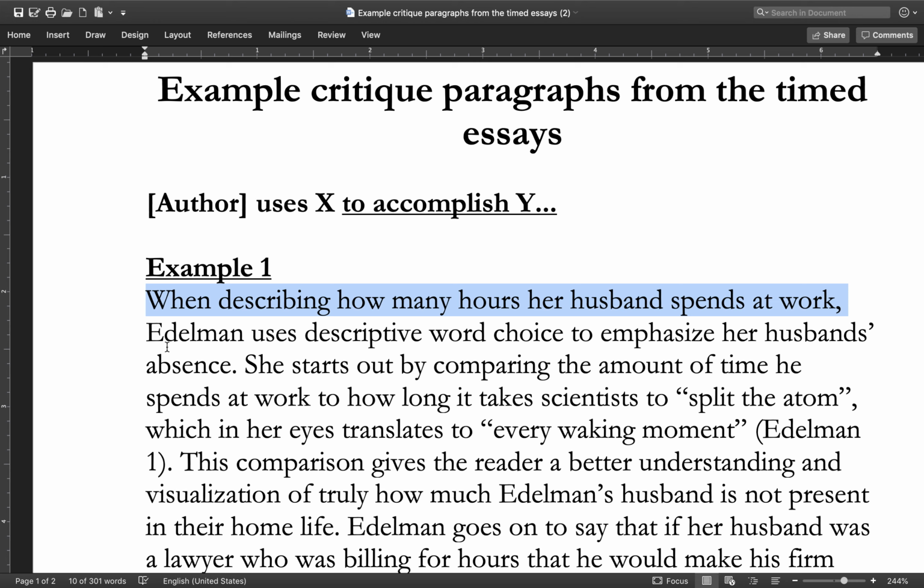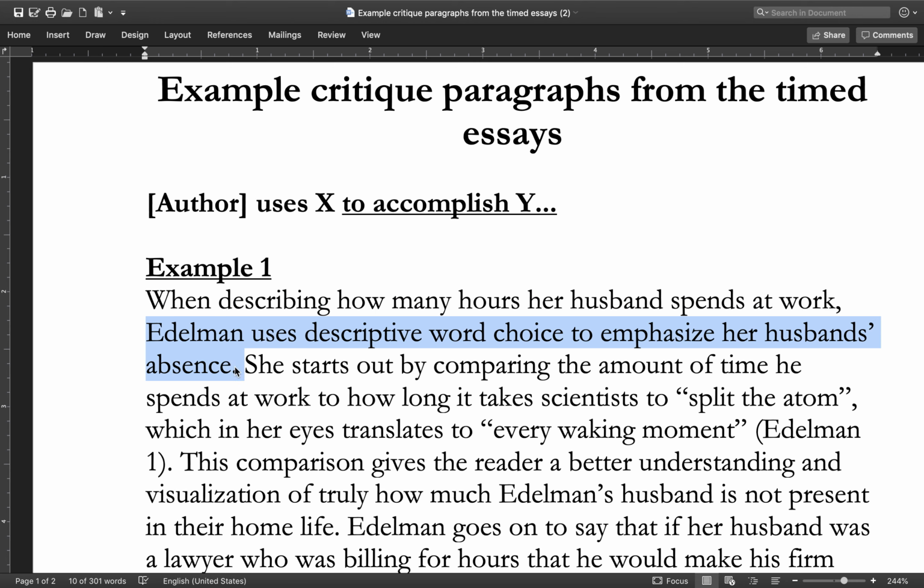So let's look at the second part of that first sentence right here. Edelman uses descriptive word choice to emphasize her husband's absence. So Edelman uses X to do Y. What is the X in this highlighted sentence? Okay, that's the move, using descriptive word choice. And what's the Y, the purpose of the descriptive word choice? Like, what does it do?